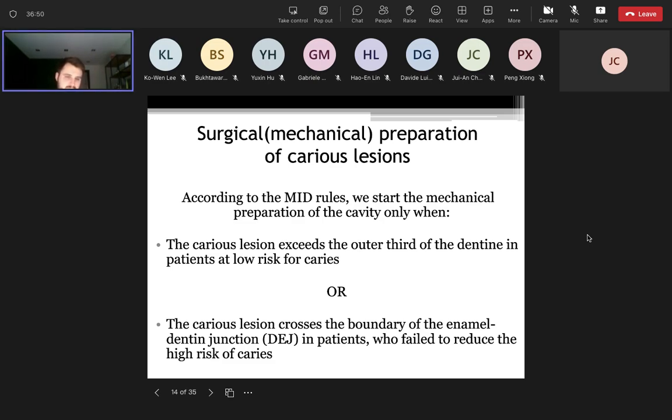So, if we talk about the surgical, I mean the mechanical preparation of caries lesions, we have to decide when we start the mechanical preparation. We do it when the caries lesion extends into the outer third of the dentin in patients at low risk of caries, or when the lesion crosses the enamel-dentin junction in patients who fail to reduce their high risk of caries.